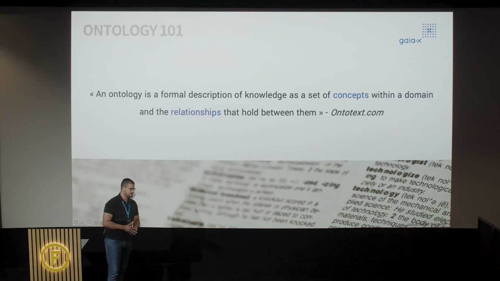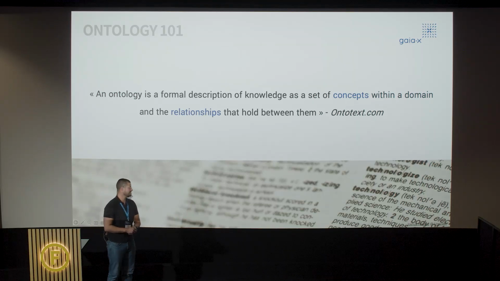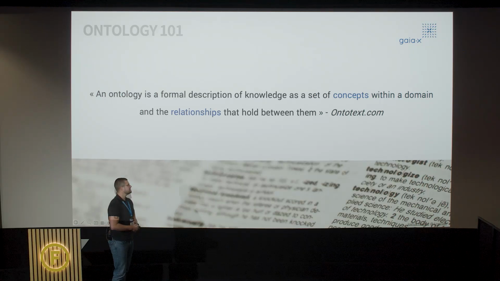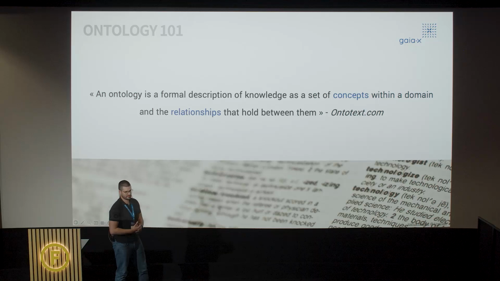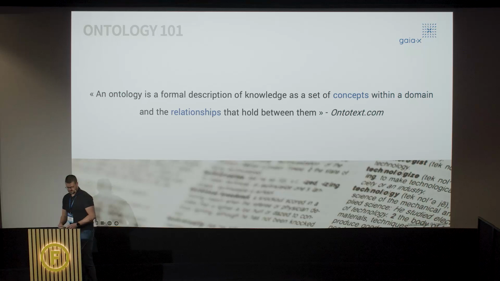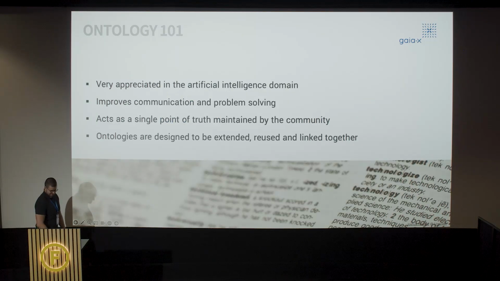So first of all, I'll start by presenting ontologies by reading this definition from ontotext.com. So an ontology is a formal description of knowledge as a set of concepts within a domain and the relationships that hold between them. Almost every word in this definition is important in the ontology world, may it be knowledge, concepts, relationships.